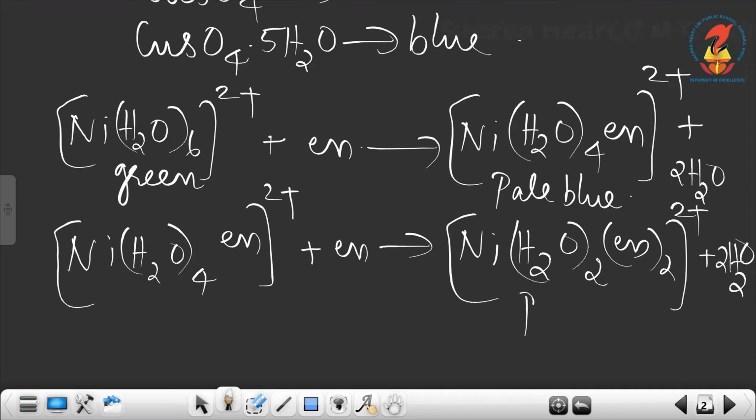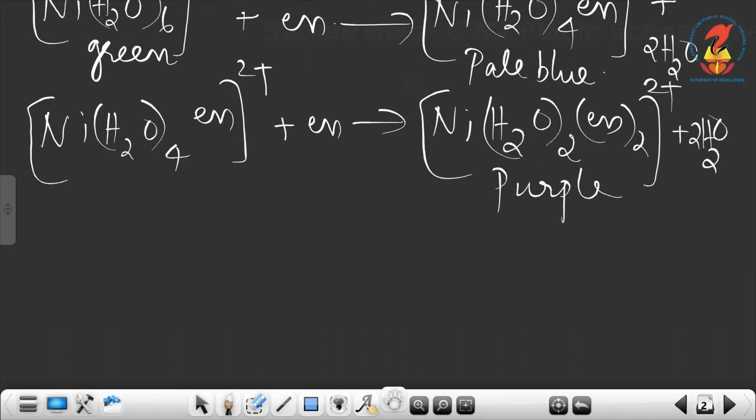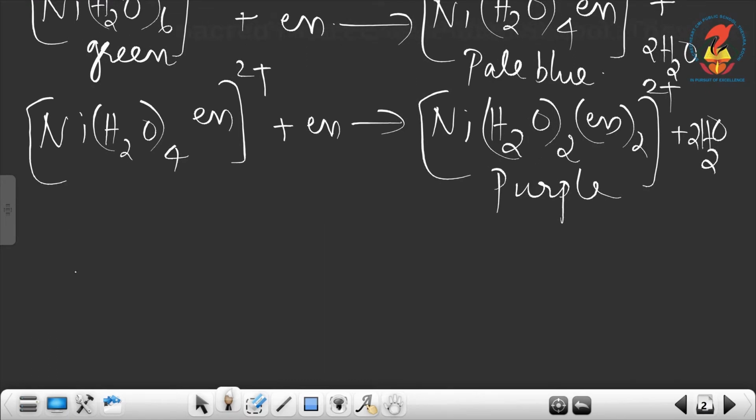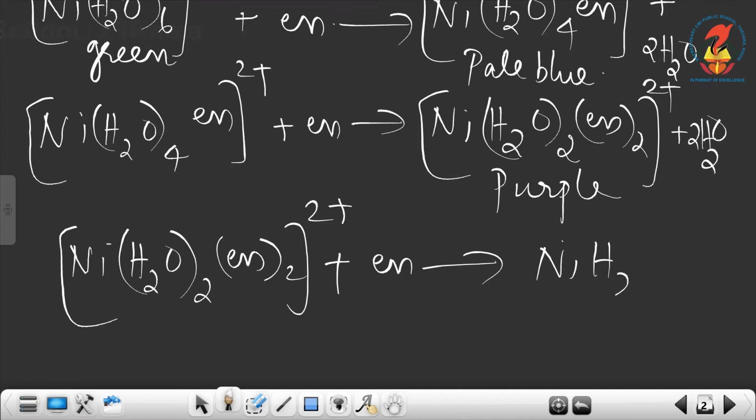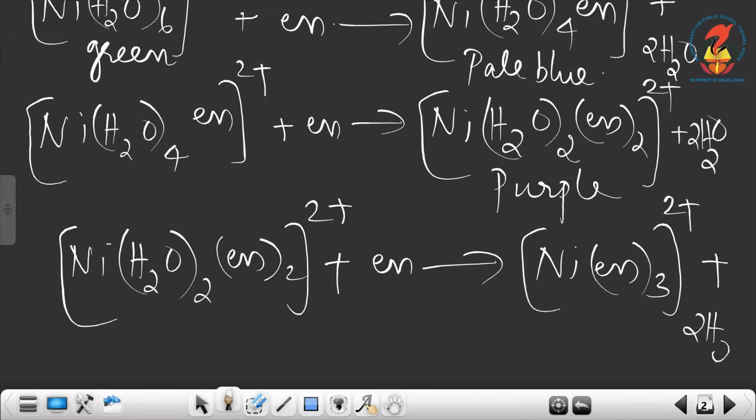Now, this compound is purple in color, blue or purple in color. Now, next we have 2 more H2O which can be replaced. So, [Ni(H2O)2(en)2]2+ plus en. So, all H2O is replaced. So, it will be [Ni(en)3]2+, and this is violet in color.